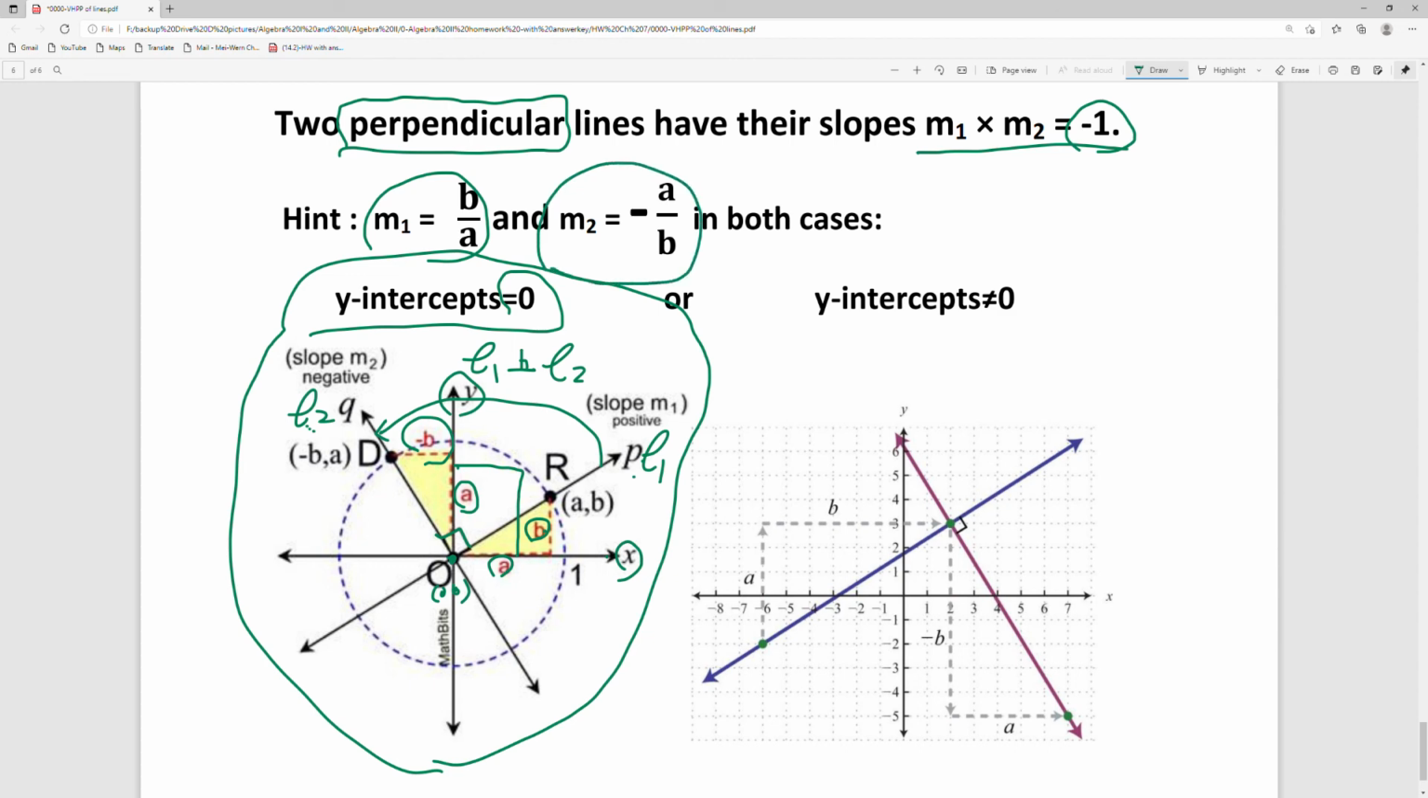And calculate them together, m1 times m2: b over a multiplied by negative a over b. So they are reciprocal, but the negative reciprocal, the opposite reciprocal. So they cancel out, and you have negative 1.